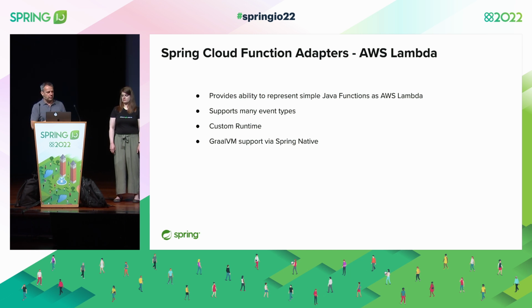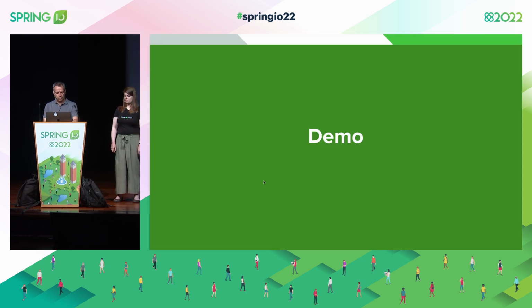We also support a custom runtime. In other words, if any of the runtimes within AWS are not suited for you, or you want to run on some unsupported JDK. Until recently, JDK 11 was not supported, so a custom runtime was an option. The same goes if you want to use 17 or something like that. And then GraalVM support via Spring Native, and that's really what I wanted to show you.